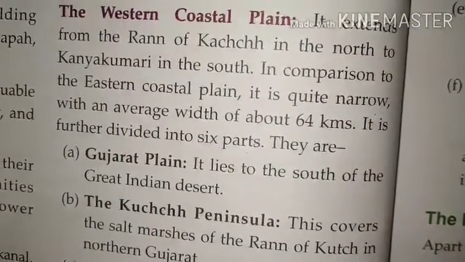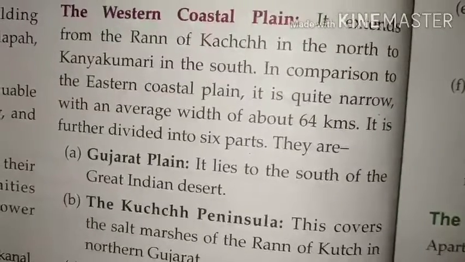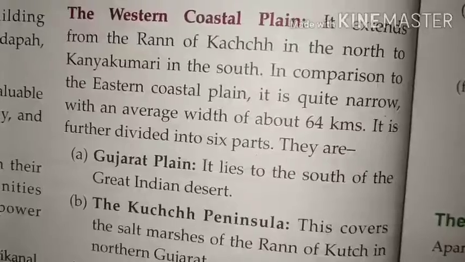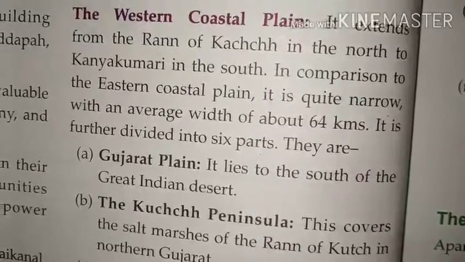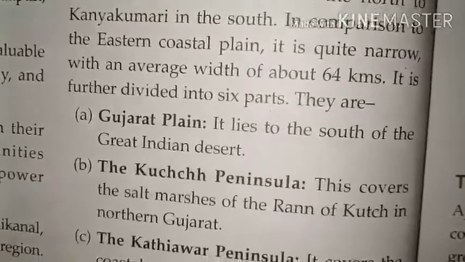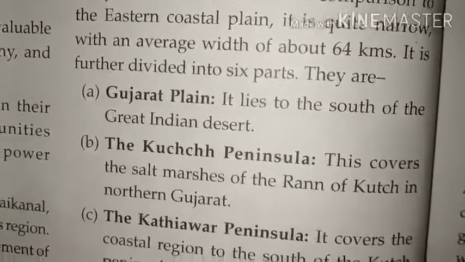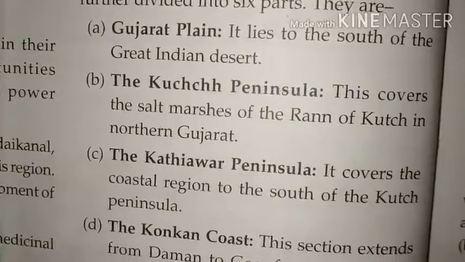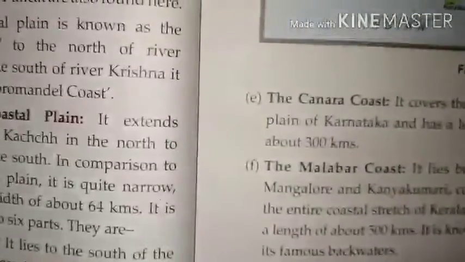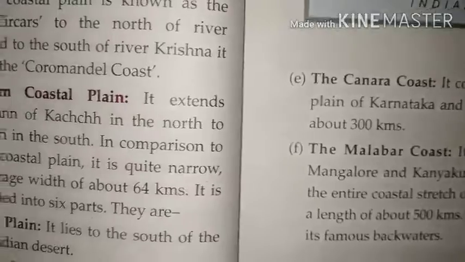In comparison to the eastern coastal plain, it is quite narrow. I have shown you earlier, the average width of that western coastal plain is only 64 kilometers. It is further divided into the Gujarat Plain, the Kutch Peninsula, the Kathiawar Peninsula and the Konkan Coast. So these are the 4 divisions. Then later the Canara Coast and the Malabar Coast also. So 6 divisions are there.